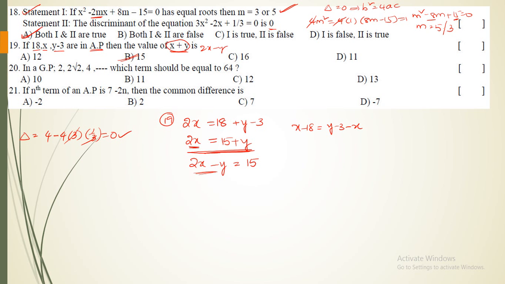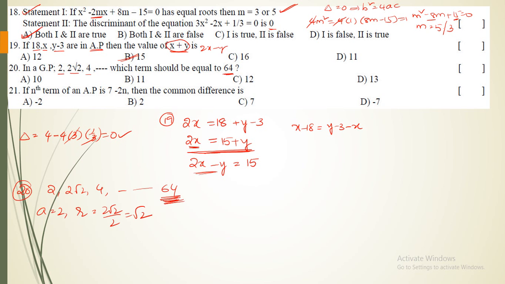Next, moving on to one more question. In a GP 2, root 2, 4, which term should be equal to 64? Now if I take question number 20, what he has given is 2, root 2, 4 and so on, 64. So what is the term number of 64? If you observe, a is equal to 2, common ratio r is equal to 2 root 2 by 2, which gives me root 2.